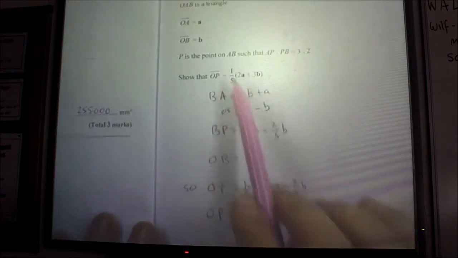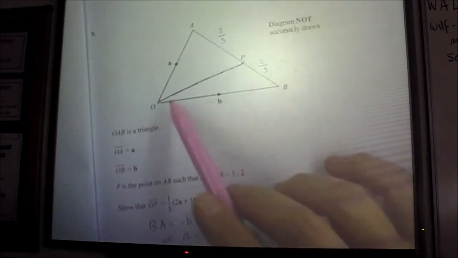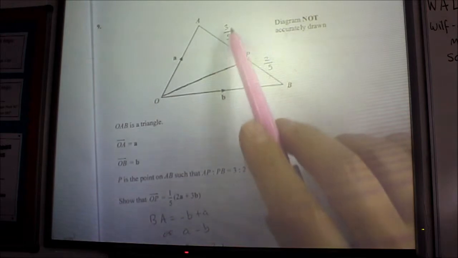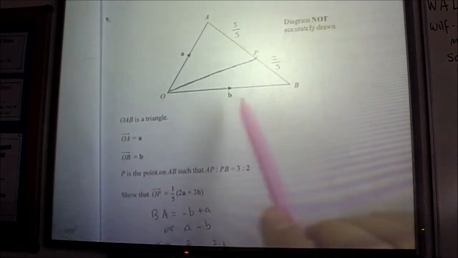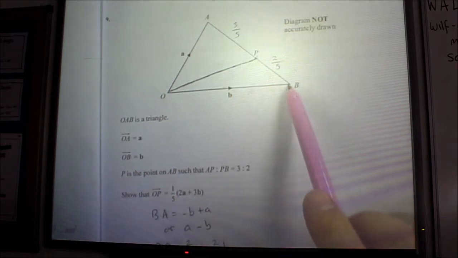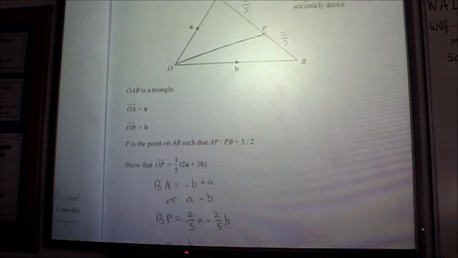Question number 9, vectors question. Show that OP equals a fifth 2a add 3b. Okay, let's have a look. OP goes from there to there. You're told that that's 3/5 and that's 2/5. Right, so what I've done is to go from B to A up there, it's a minus B add A, or A minus B, which is fine.